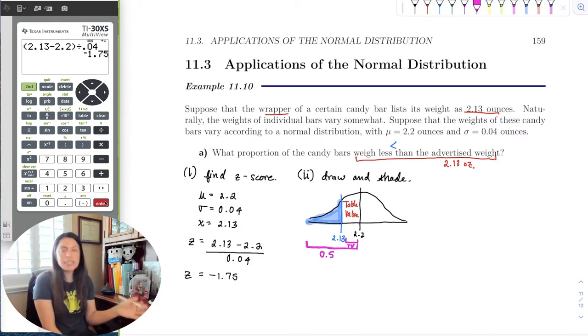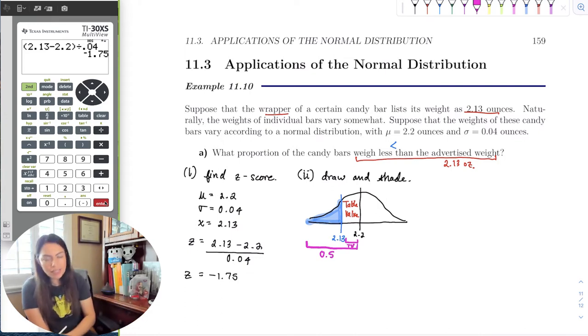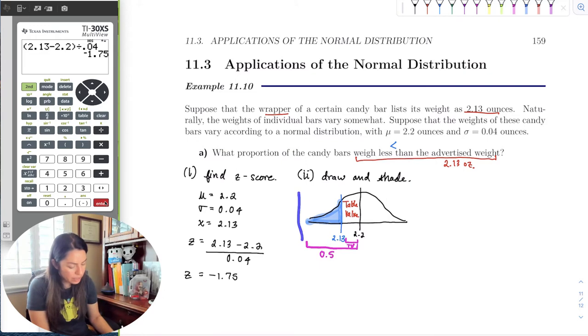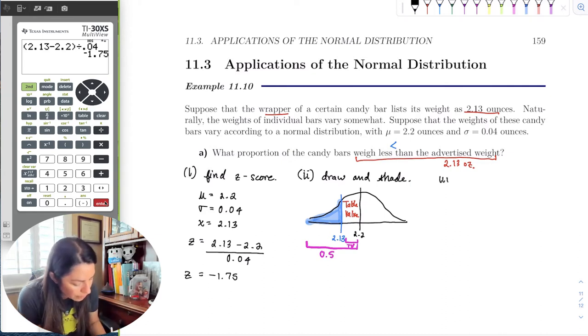I know that I could take a half and subtract the table value. Here's the half, subtract this, and I get the tail. So this should remind you of one of the very first scenarios we did with area. All right, I have a good idea of what's going to go on. So now I'm going to look up the table value that corresponds with the z-score of negative 1.75.